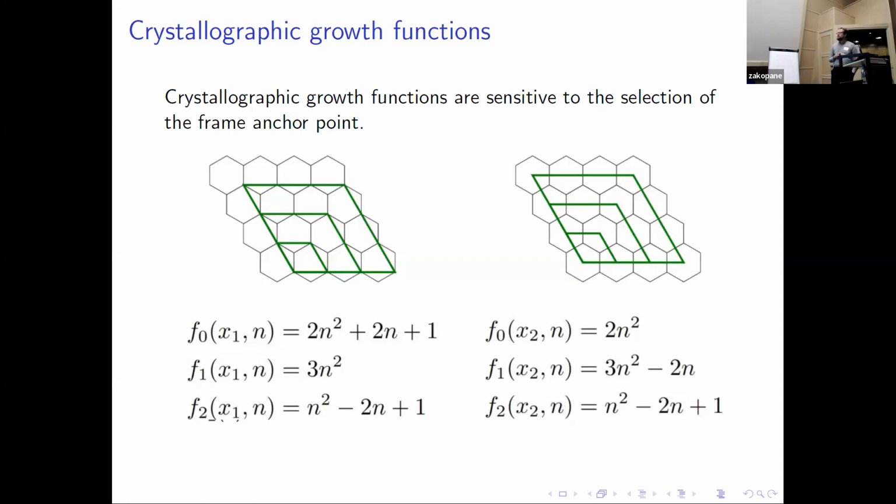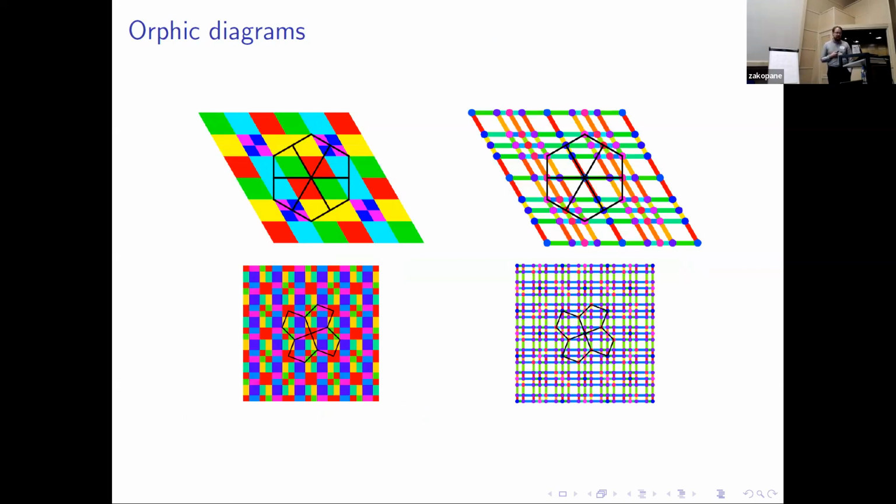But it's not a problem, because for every tessellation, there always exists a finite number of these crystallographic growth functions, and we can divide our space into regions in which growth functions are the same. We can mark them by different colors, and after such a procedure, we get diagrams like the one I presented here. We call these diagrams orbit diagrams.